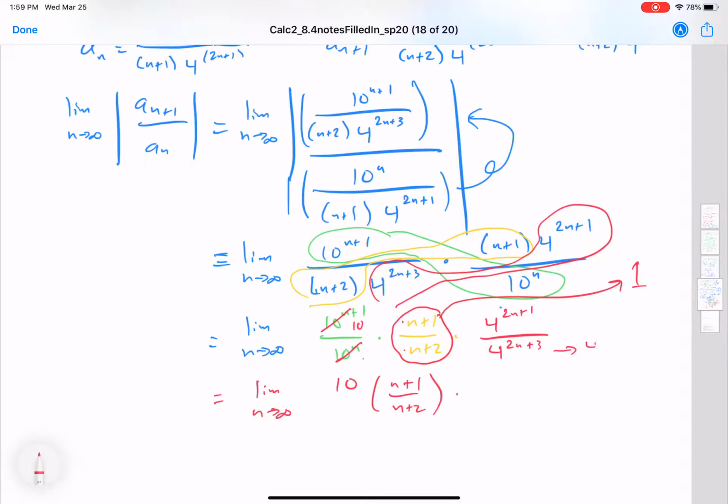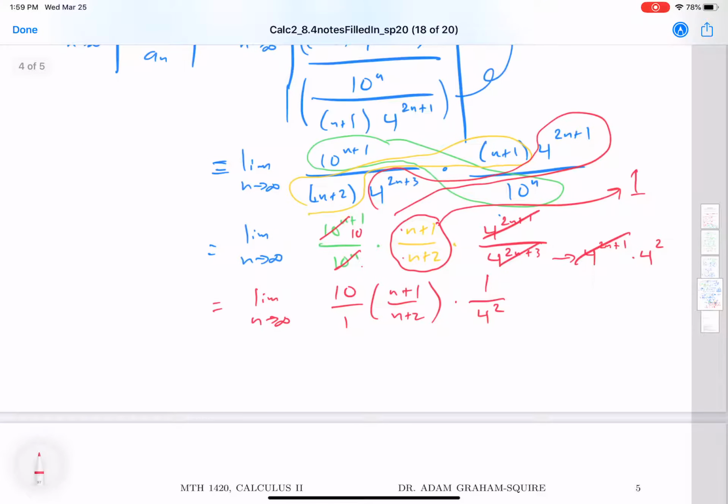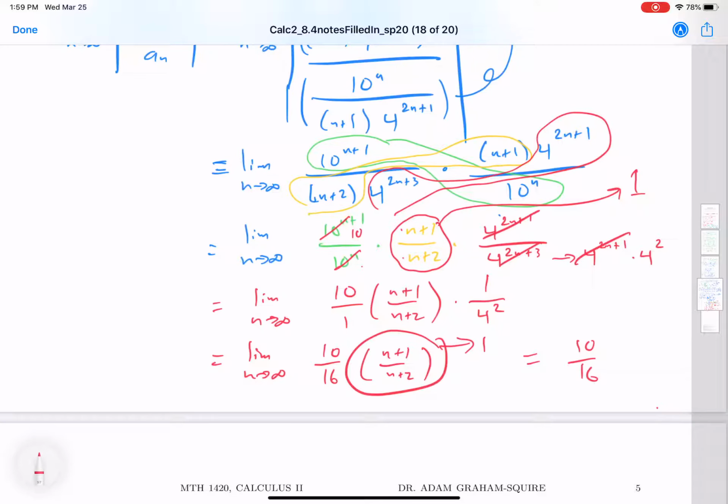And then here, 4 to the 2n plus 1 and 4 to the 2n plus 3, this thing on the bottom, I could write that as a 4 to the 2n plus 1 times a 4 squared, because when I add those exponents, I'll get 2n plus 3. And this 2n plus 1 will cancel with that 2n plus 1, and I'll end up with a 4 squared on the bottom. So what does this come out to be? The limit as n goes to infinity of 10 over 16 times n plus 1 over n plus 2. As we said before, that's going to go to 1. So we just end up with 10 over 16.